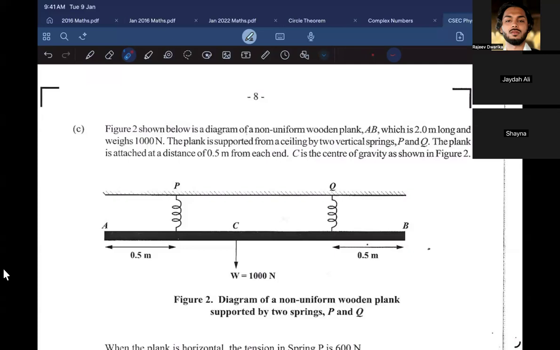Now, if the springs are holding up the plank, would the springs be exerting a downward force or upward force? If the spring is holding it up, it would be upwards. Yeah, it would be upwards, because if you want to hold up this wooden plank, wouldn't you have to exert a force upwards on it? Yes. So these springs would be exerting an upward force, right? Cool. So I'm glad we're on the same page.